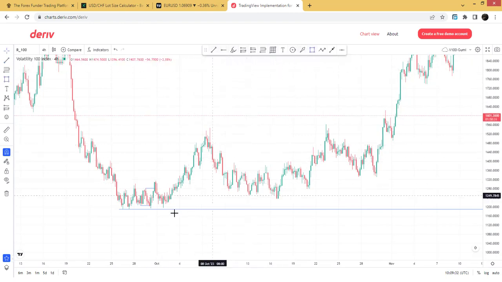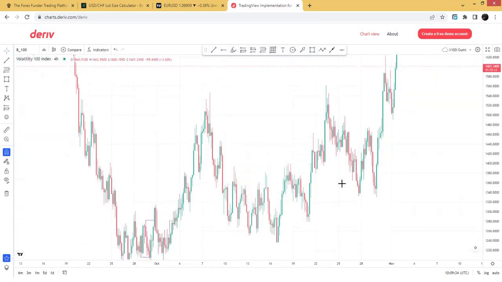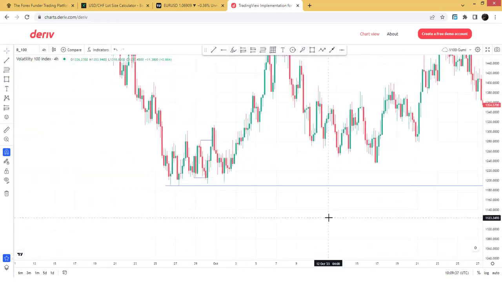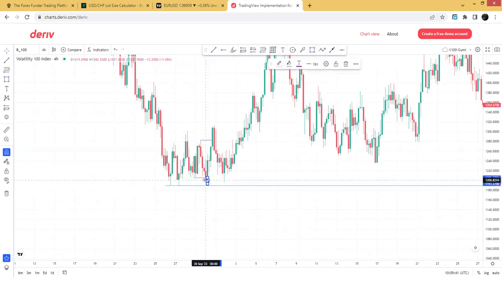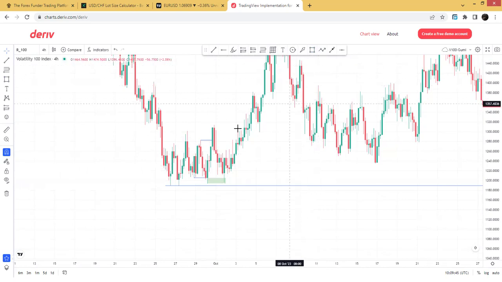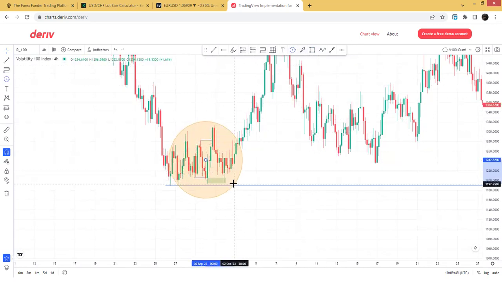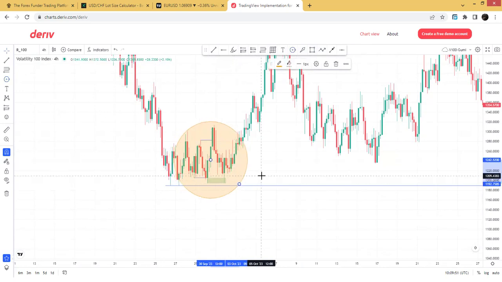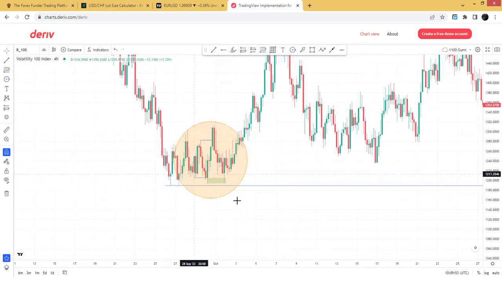Now, your point of interest here can be this unmitigated wick right here. And price came in there, tapped in, and started buying. So this entire thing here that I marked out is a QM. It's a Quasimodo, or a bullish QM.